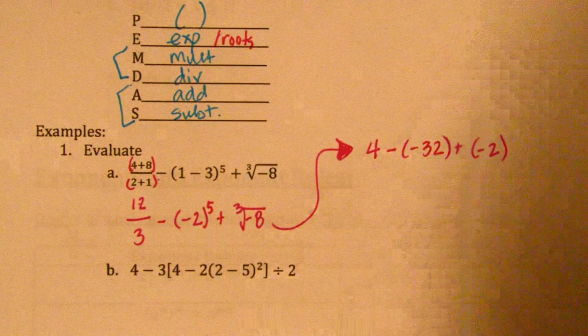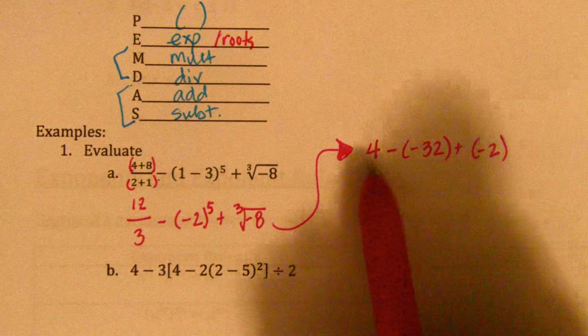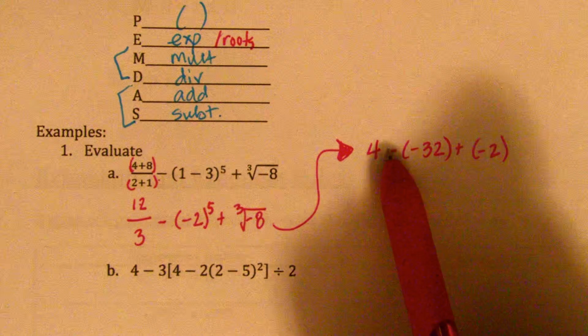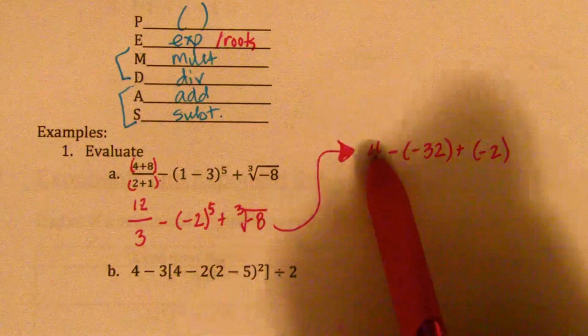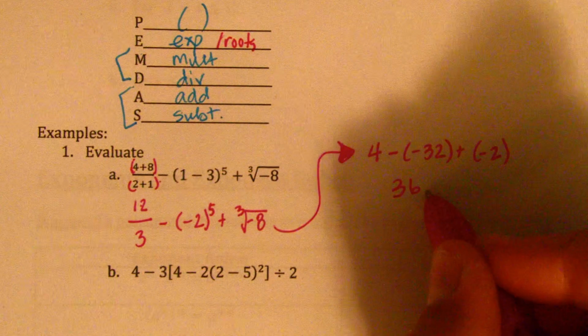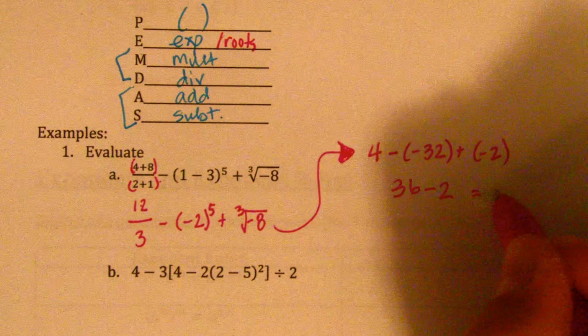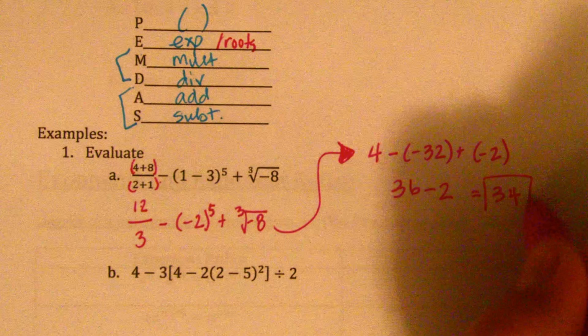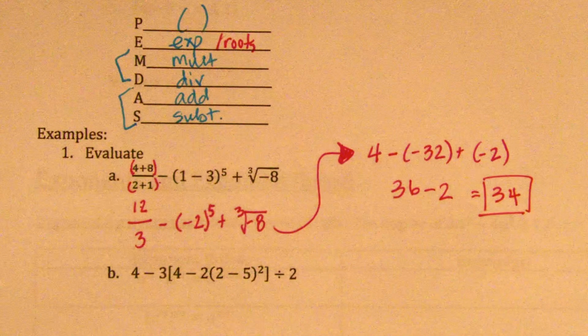Now all I have left is addition and subtraction. So a negative times a negative would be a positive. 4 plus 32 is 36. Plus negative 2 is the same thing as minus 2, and that would be 34. Let's do the next one, and that'll be the end of our first video here.